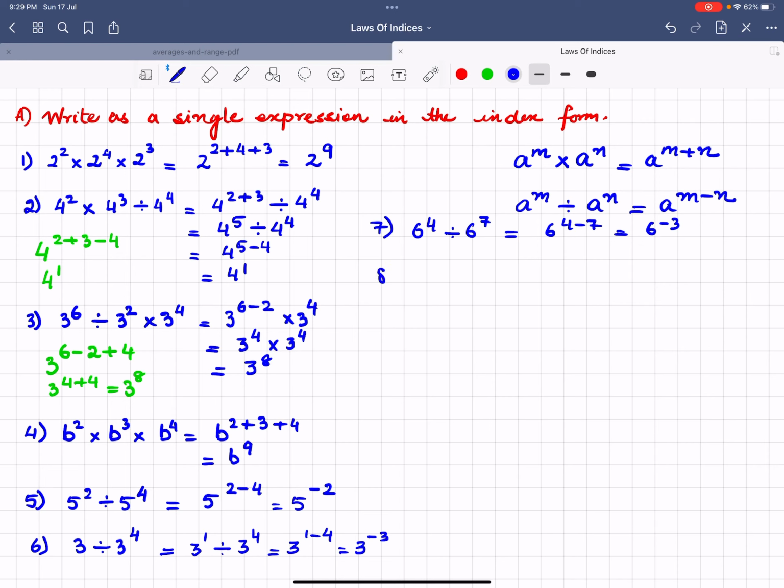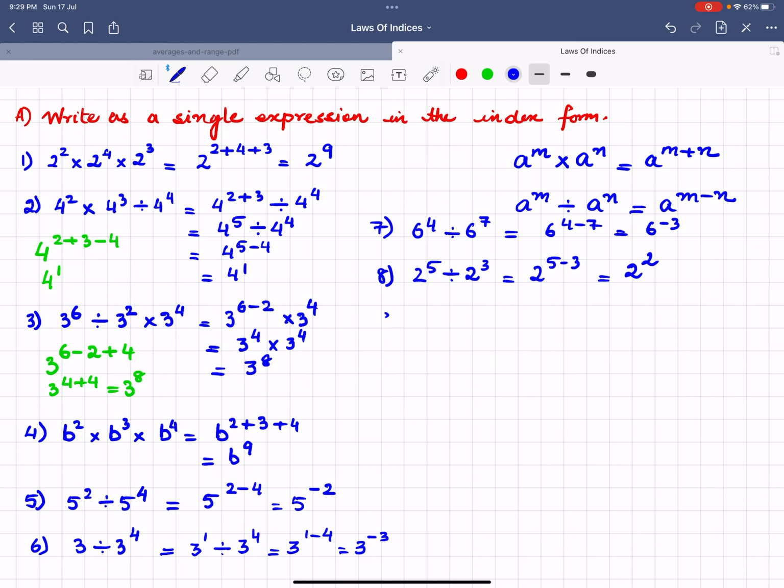Question number 8. 2 to the power of 5 divided by 2 to the power of 3, that is equal to 2 to the power of 5 minus 3. This will give us 2 to the power of 2.